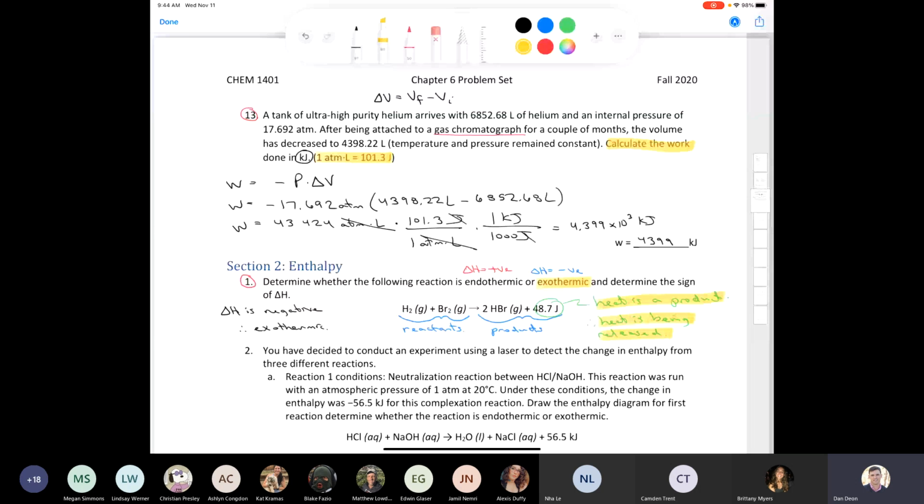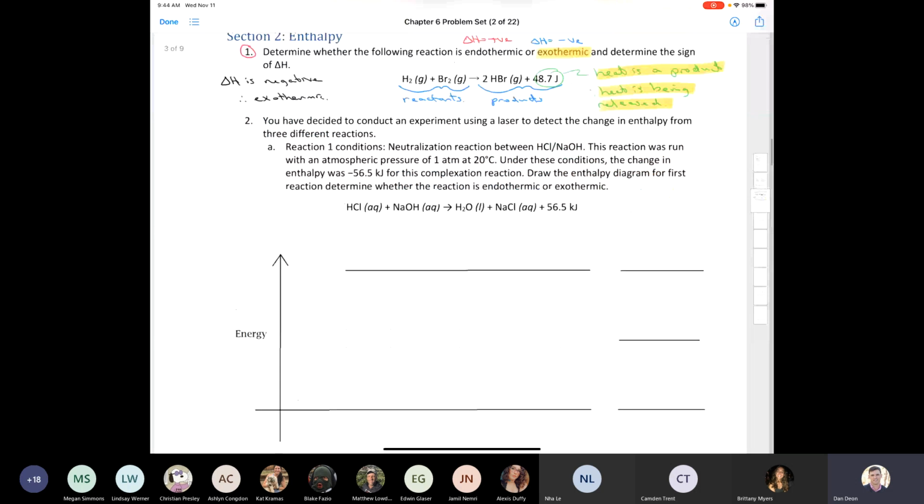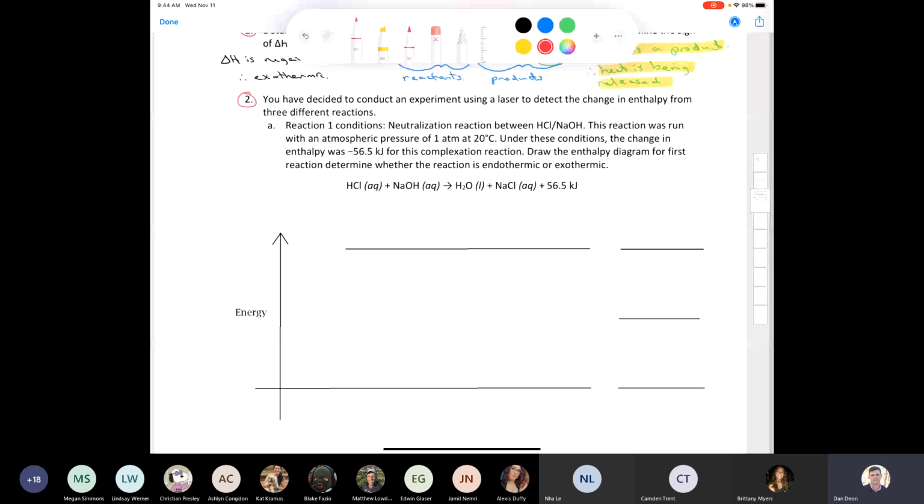Okay, let's take a look. Let's try question number 2. I'm not a mega fan of these type of questions, but just to walk you through it, if you've been trying some of these questions at home for your own personal edification. It says here, you decide to conduct an experiment using a laser to detect the change in enthalpy from 3 different reactions. Let's just try the first one.